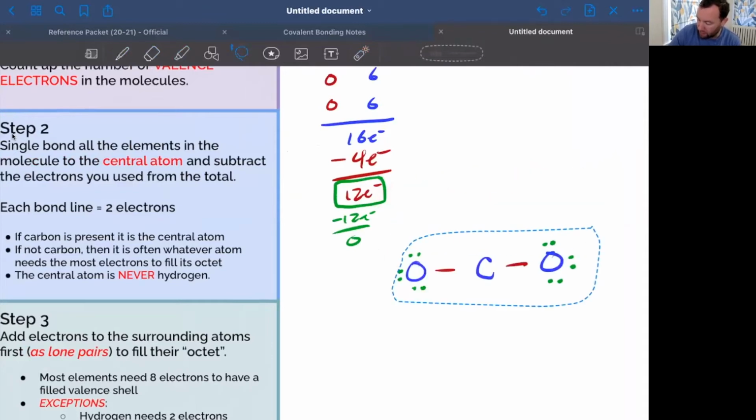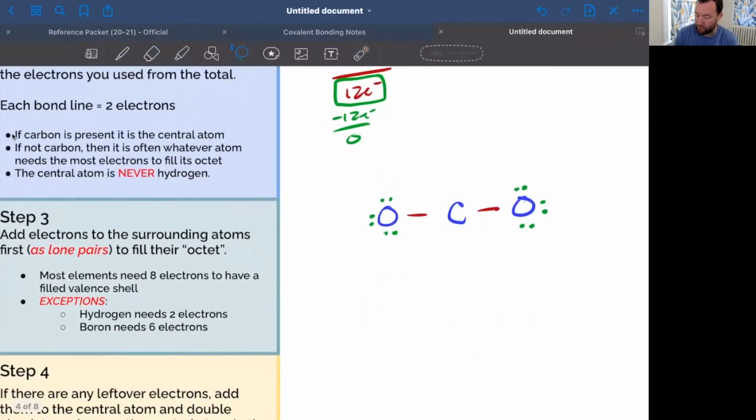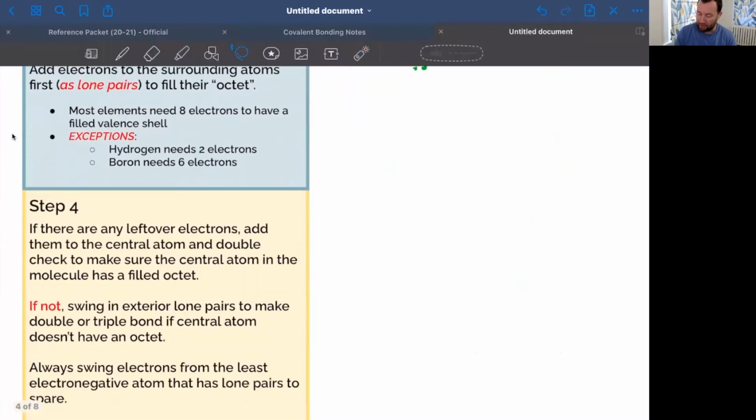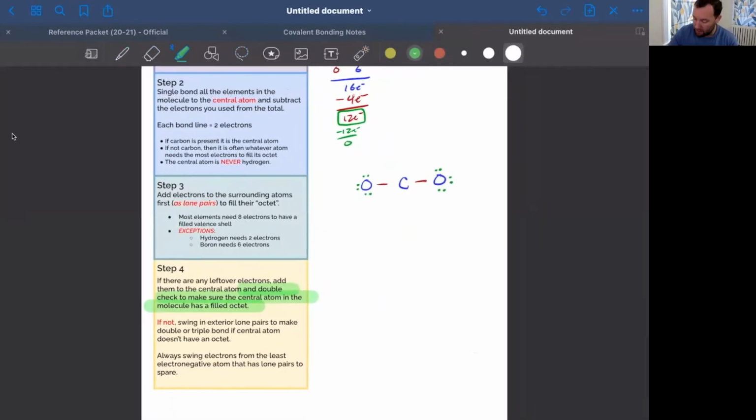So unlike the previous one where I had leftover electrons, which I put on the center, here there's no leftover, so I need to double check to make sure that the central atom has a filled octet, right? And if I look here, it does not.